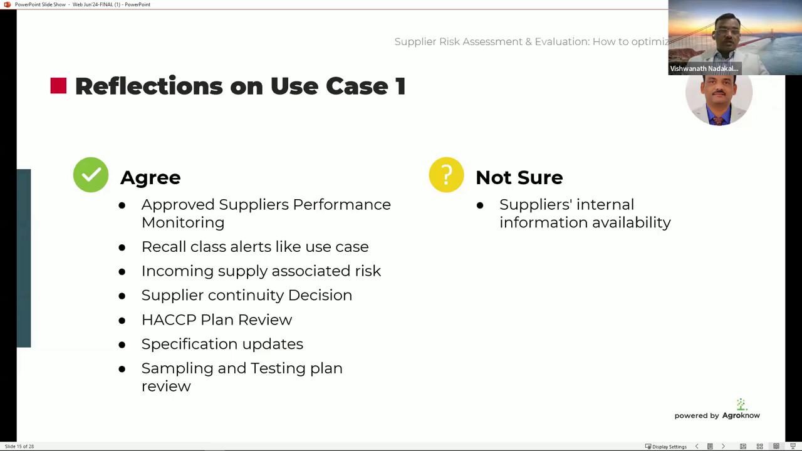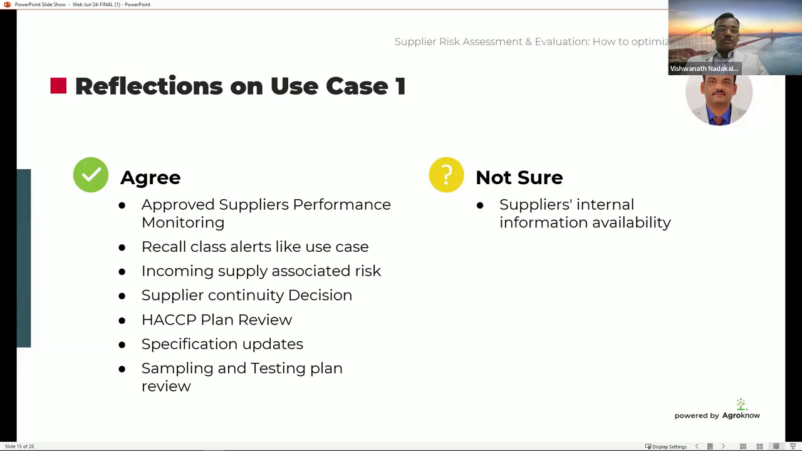Given these situations, having the information also provides you the opportunity to think whether you need to review your HACCP plan, whether you need to update your specification to have better control at the supplier end. Also, you can think about whether you need to improve the sampling and testing plan. Supplier approval by audit or other processes is based on a sampling process. It may not cover everything.